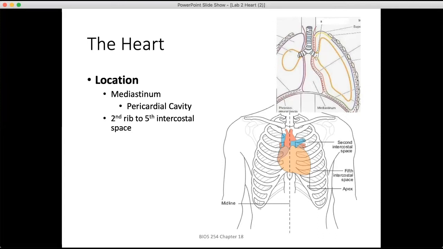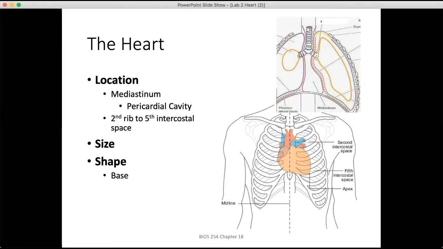The heart is located between the second rib and the fifth intercostal space. This is the space between the fifth and the sixth ribs. It is about the size of your fist and shaped like an upside-down cone.